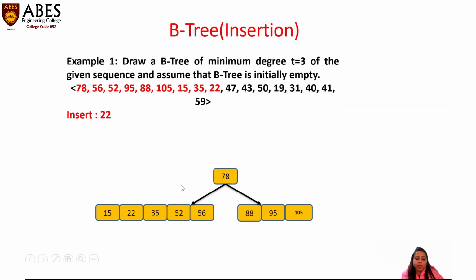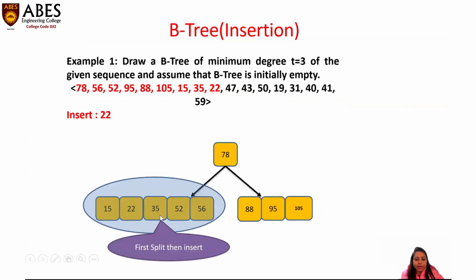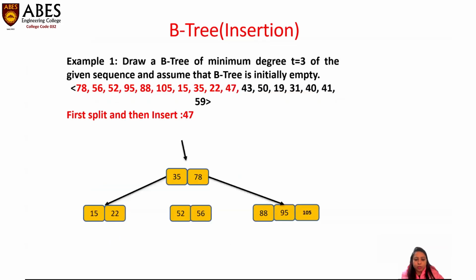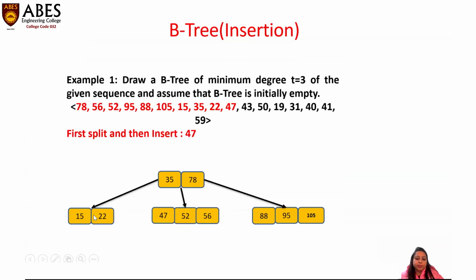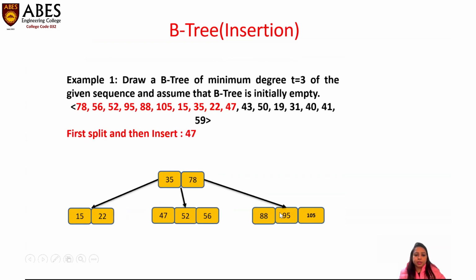That means its maximum value has been achieved. Now we have to move one key upward depending upon the median value. So we'll first split. We'll split here over here from 35. So 35 will move upward. And 35 and 78 will become a single node. The keys less than 35 are inserted here, 15 to 22. Between 35 to 78 and then after 78 there would be the values that are greater than 78.